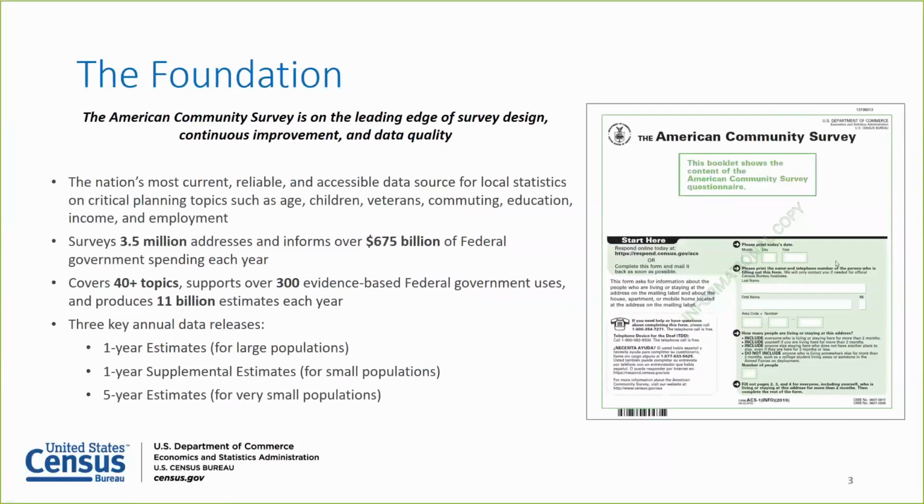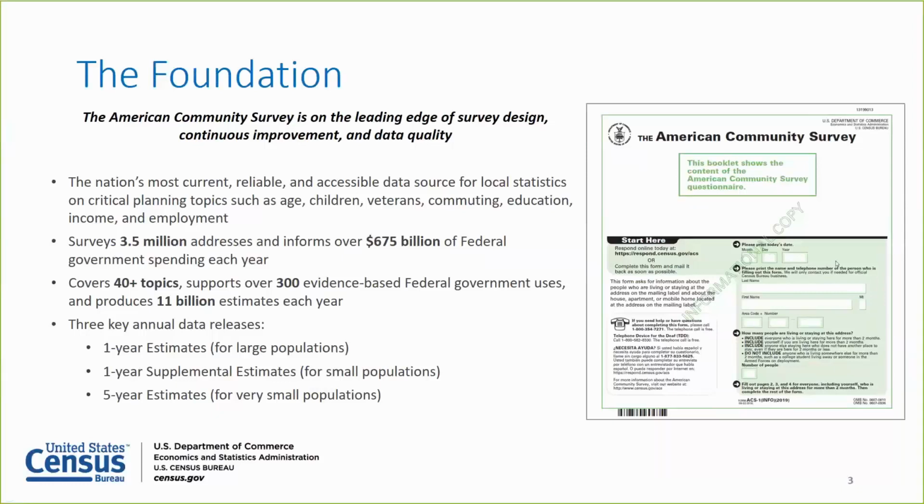And so to give you some background on the American Community Survey, the American Community Survey is the leading edge of survey design and continuous improvement in quality data. We help to provide local statistics on a number of topics such as age, children, veteran status, income, and commuting statistics, among many other topics. And we do this by gathering survey responses from 3.5 million addresses each year, and this helps us to inform federal agencies of $675 billion worth of federal funding. Some examples of government agencies that use the ACS for funding include USDA, the Highway Association, among others.